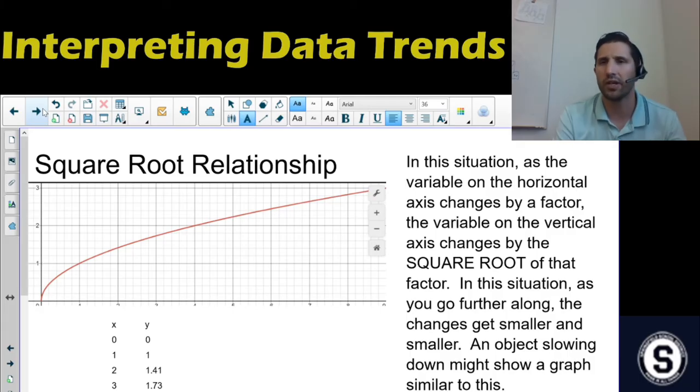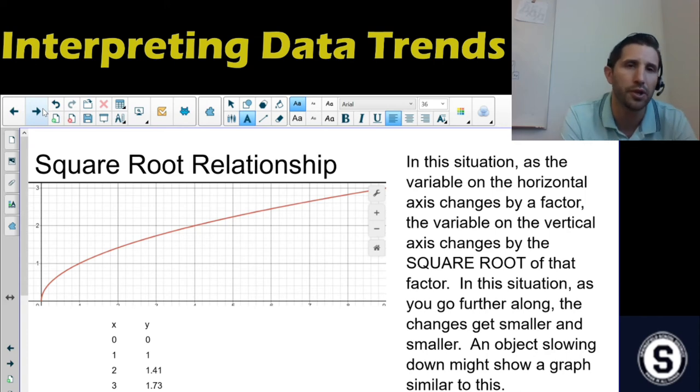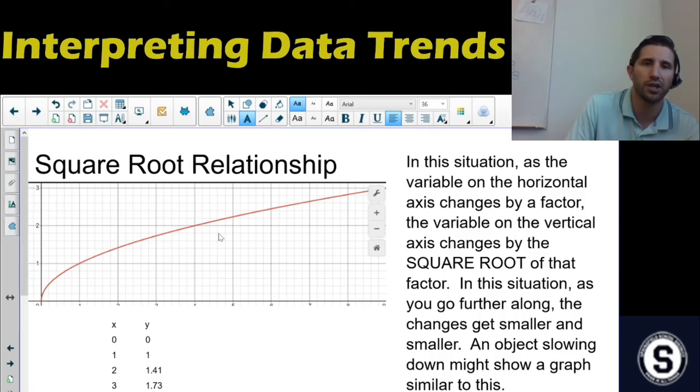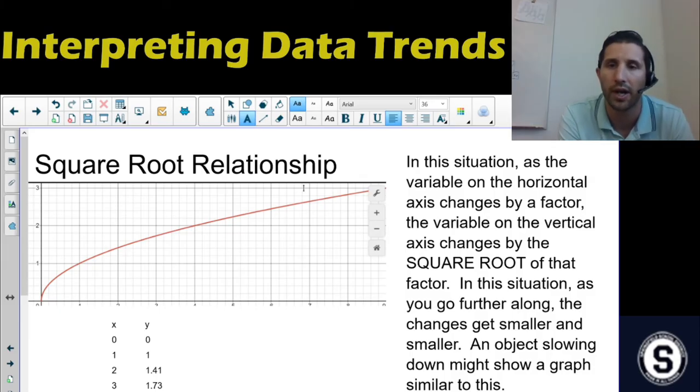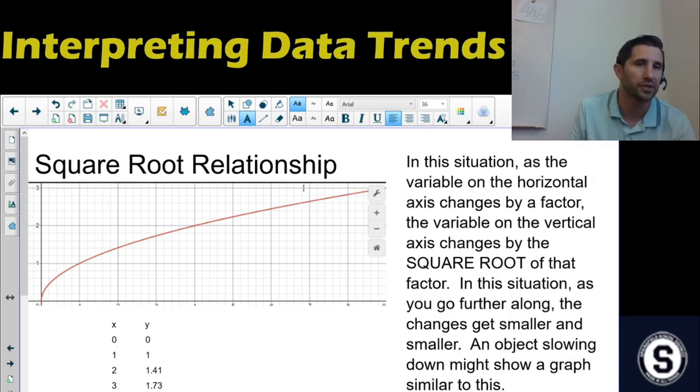And then the last one we see, probably not as often, but sometimes in physics, is a square root relationship. So in this situation, as the variable on the horizontal axis changes by a factor, the variable on the vertical axis changes by the square root of that factor. So here, as you go further along, the changes get smaller and smaller. The graph starts to flatten out. It's kind of the opposite of what we saw with the quadratic. Okay, so if you had an object slowing down as it was moving, this would be a good example.